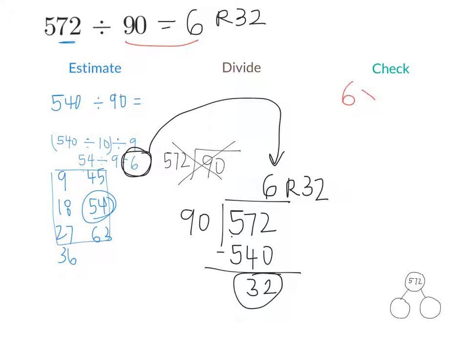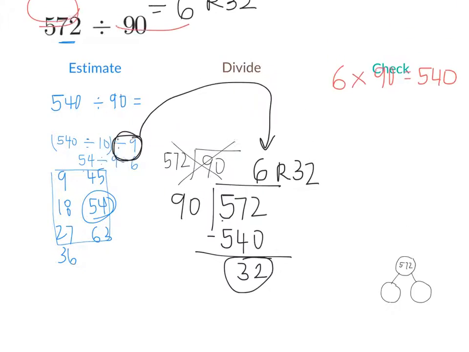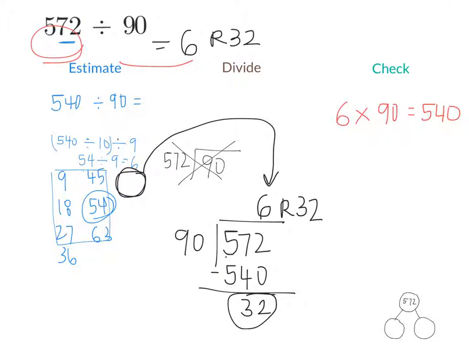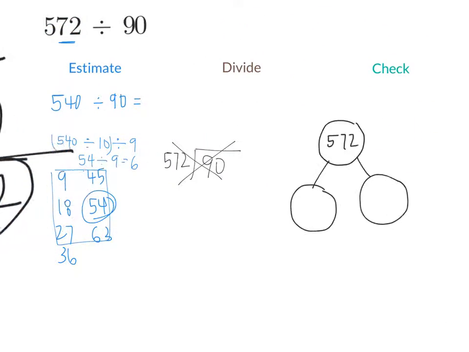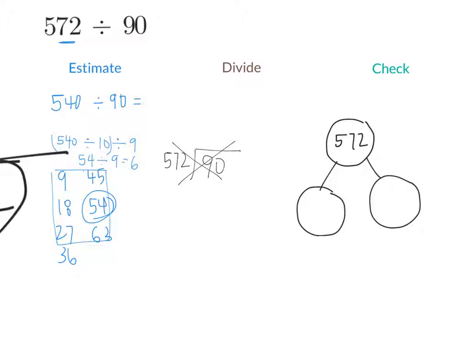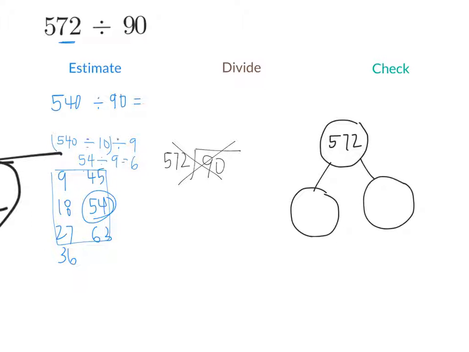Okay, so in our check, we can do 6 times 90, which is what? 540. But wait a second, that's not my whole. Again, that's because we split up our whole into 2 different parts. We separated it into 540, which is where we did our quotient times our divisor, 6 times 90. And then what's the second part? Our remainder, 32. So we have to add those 2 parts up.